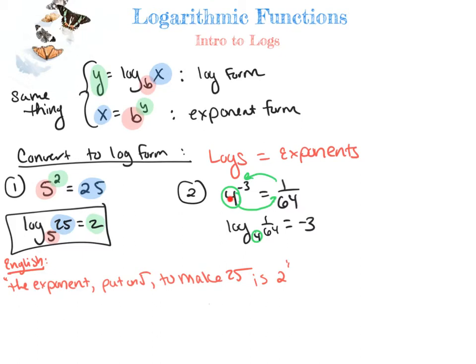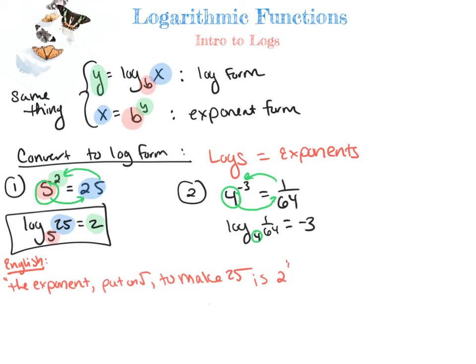Starting at the base, log base 4 of, going to the other side, 1 over 64 equals negative 3. Log base 4 of 1 over 64 equals the exponent, equals negative 3. Look back over here. Log base 5 of 25 equals 2.